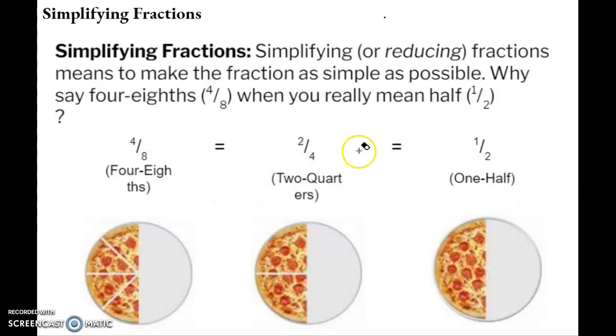Hello everyone. Today we are going to talk about simplifying fractions and how we do that. What is simplifying fractions, and why do we need it? Simplifying fractions, or in other words, reducing fractions, means to make the fraction as simple as possible. Why, for example, say 4/8 when you really mean half? Now I will explain what that means.